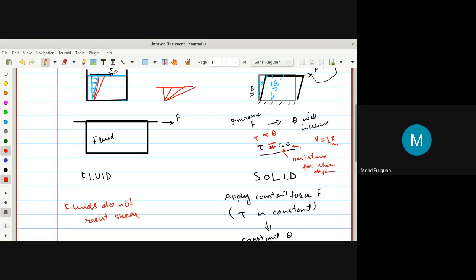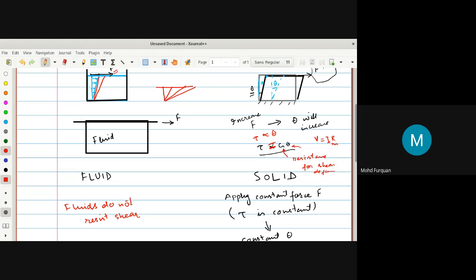So if you have a large value of G, then what will happen? You will need more value of tau for very small deformation. So even to generate a very small theta, you will need a large force. That means that your solid is resisting it very much. So that's why we call it resistance.